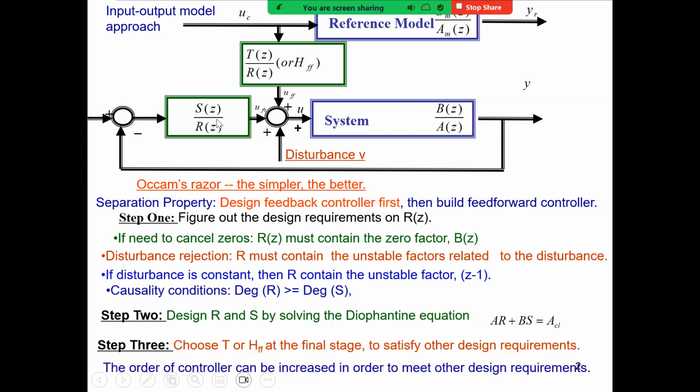If in the middle of the procedure you encounter difficulty and you don't have enough freedom, normally it means that the number of equations is bigger than the number of design parameters, so you cannot find a solution. In that case, you can always increase the order of the controller such that you have more parameters.